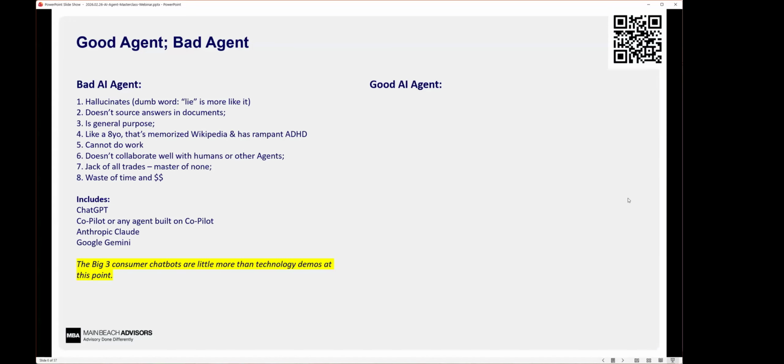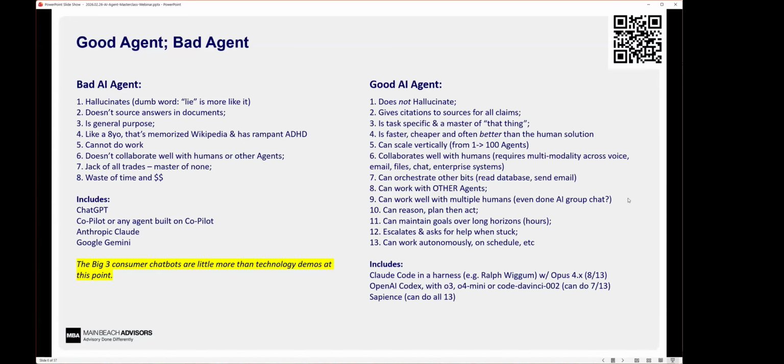And like all things, there are good agents and there are bad agents. ChatGPT, Claude, through the website, these are bad agents. These are sort of tech demos. And when you're thinking about AI agents, you think about what is a bad AI agent? It's all the things you know about consumer AI.